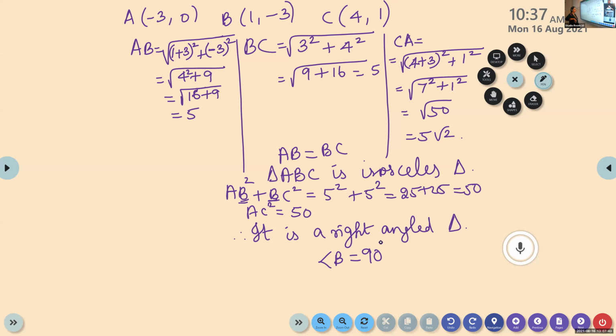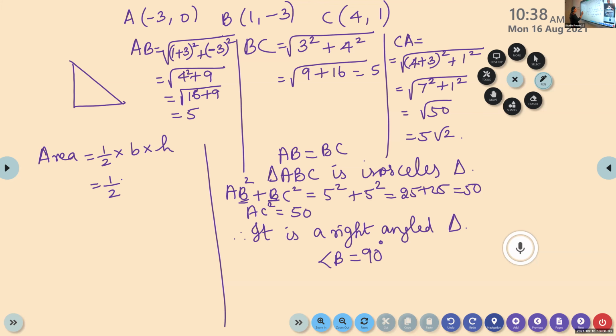Now, one more part is asked. You are asked to find the area. Area of a right angle triangle. What is the formula you can use? Half into base into height. We know that the hypotenuse is the longest side, so here the base and height are of the same measurement, 5 and 5. So it is 12.5 square units.